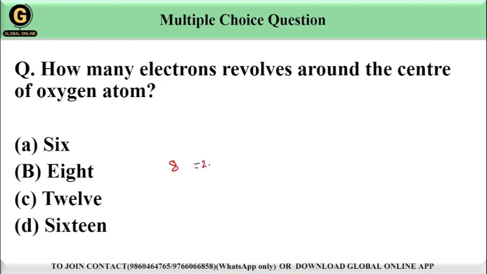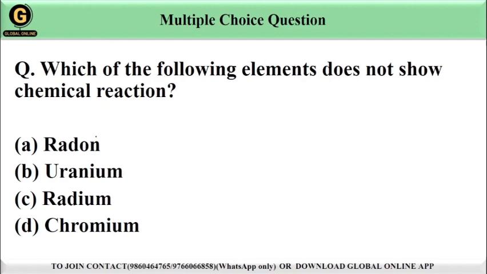Oxygen's electronic configuration is 2, 6. Meaning there are 6 electrons in the outer shell, which we call the second energy level. These 6 outer electrons are involved in bonding with other atoms, making oxygen a highly reactive element itself. So the correct option for this question will be 2 plus 6, 8. So these 8 electrons revolve around the center of the oxygen atom. So the correct option for this question is option B, 8.